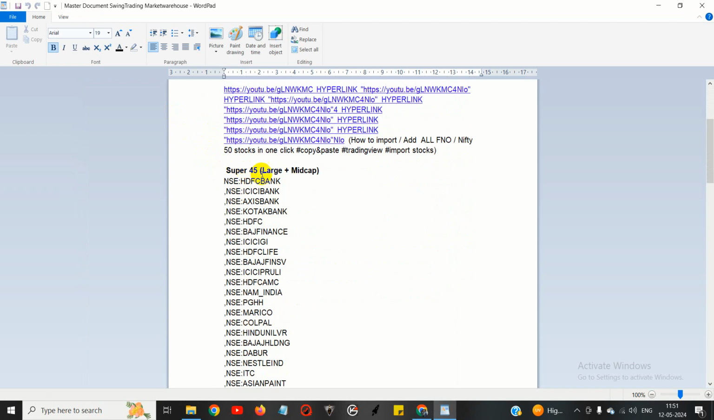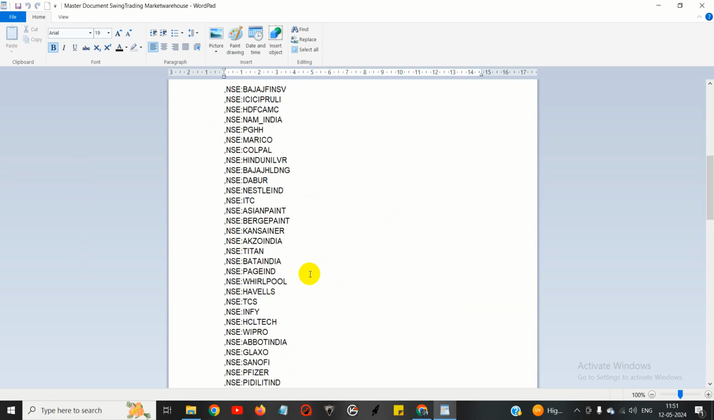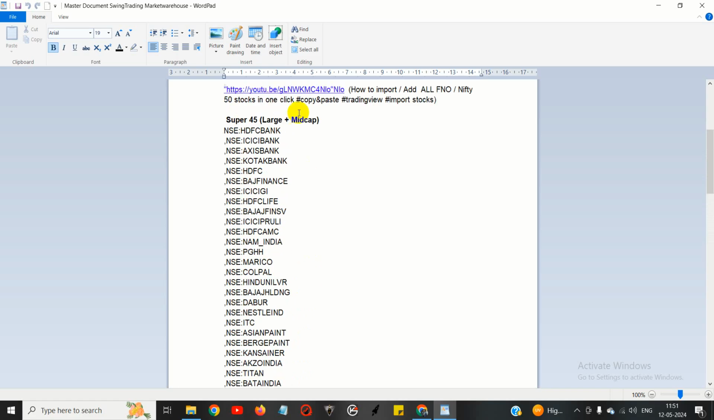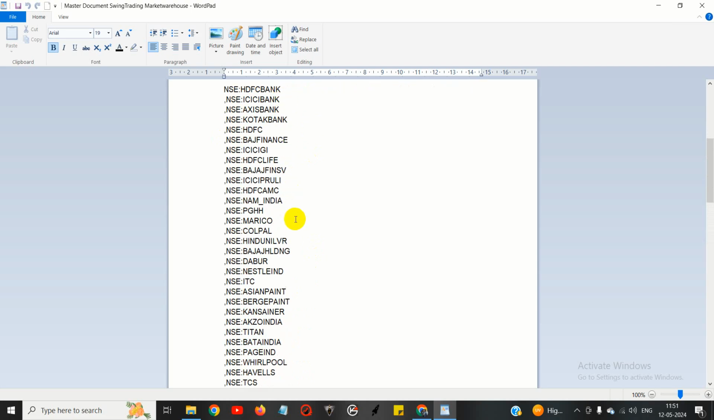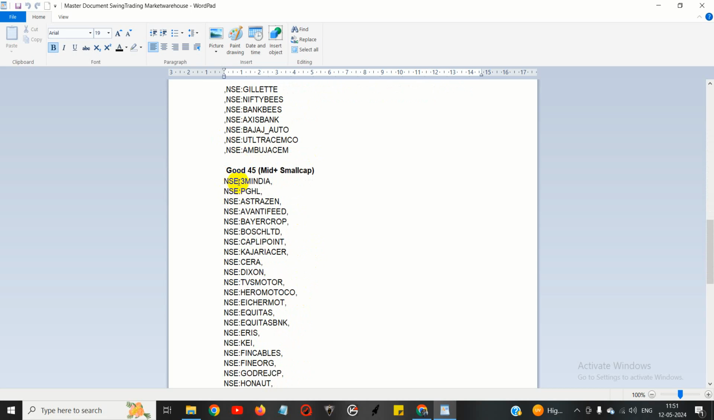जो Super 45 stocks होंगे वे मेरे large cap and mid cap होंगे, जो कि मैंने filter out किया based upon some parameters. And in the next video I'm going to show you how I have picked up the Super 45 stocks from large cap and mid cap on my parameters. What are the parameters that I have set? ठीक है, देखते हैं. And the second one is Good 45.